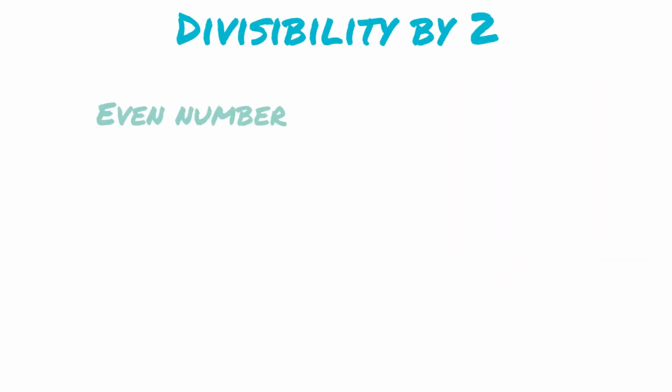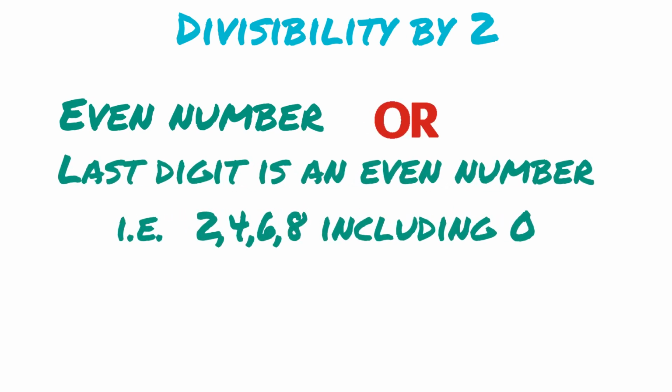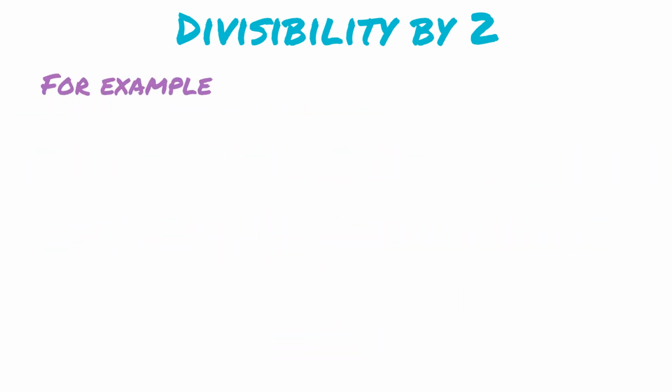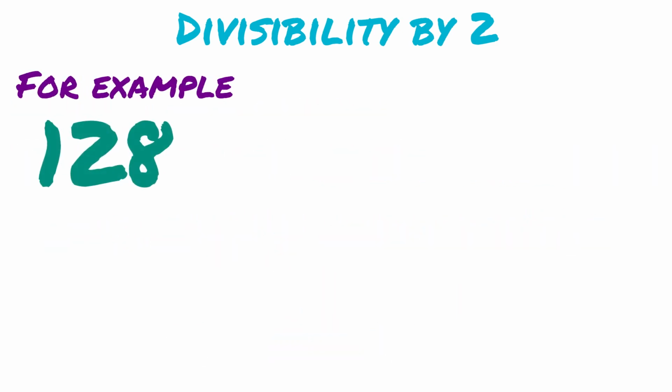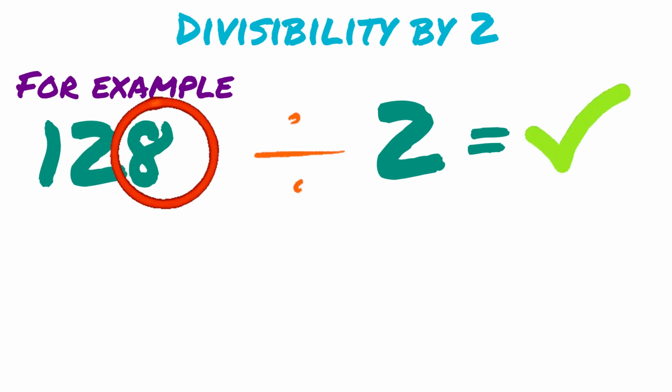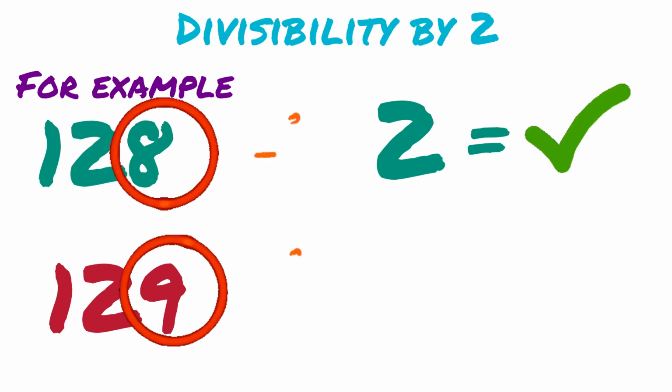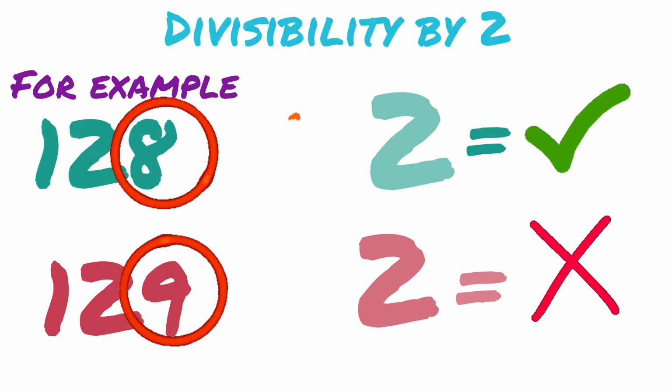Divisibility by 2. If a number is even, or a number whose last digit is an even number, for example 2, 4, 6, 8, including 0, it is always completely divisible by 2. For example, 128 is an even number and the last digit is 8, so it is divisible by 2, but 129 is not an even number and the last digit is an odd number, which is 9. Hence, it is not divisible by 2.